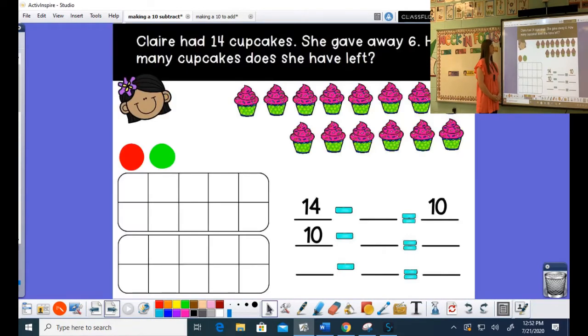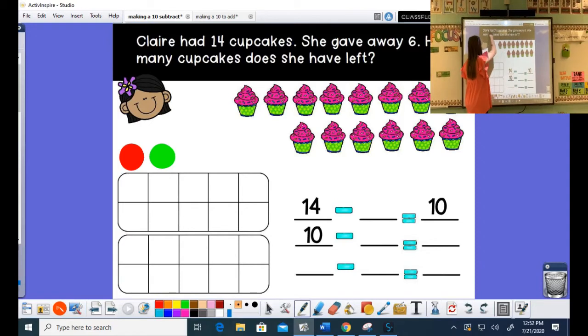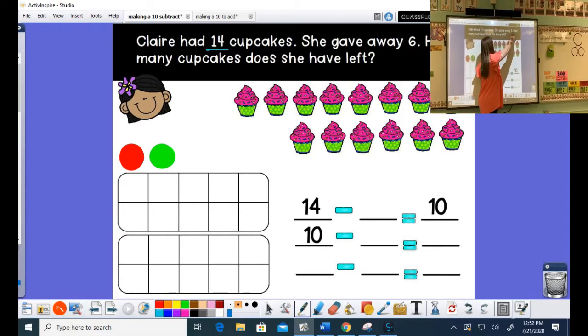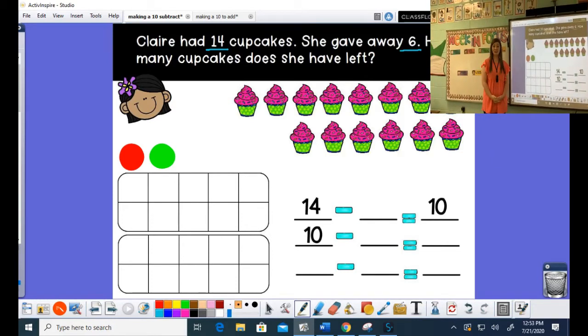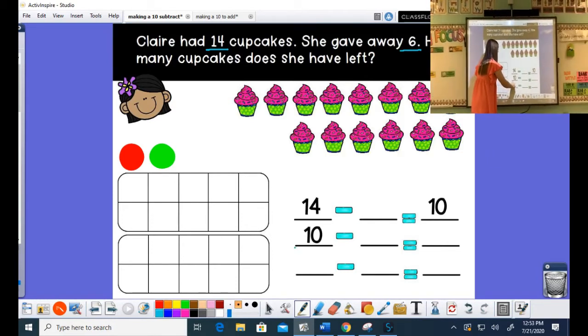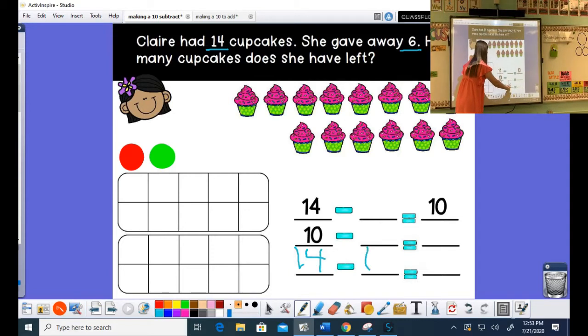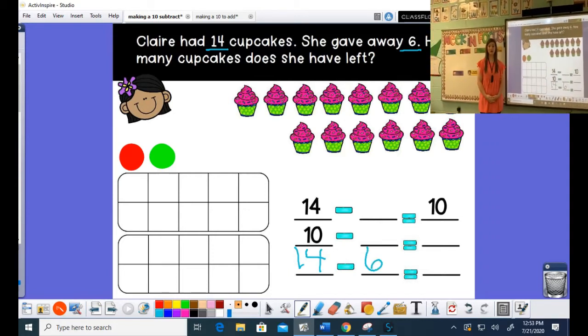We have a word problem and it says, Claire had 14 cupcakes. She gave 6 away. How many cupcakes does she have left? So first, I'm going to underline the numbers we are working with in our word problem. 14 and 6. Great. And now I'm going to write that in our subtraction sentence. 14 minus 6, to remind me what problem we are trying to solve. Now let's make a 10 to subtract.